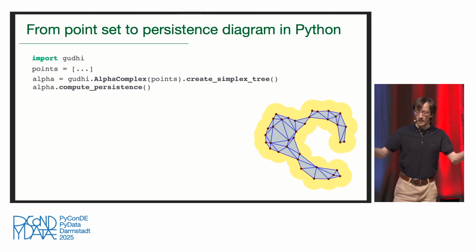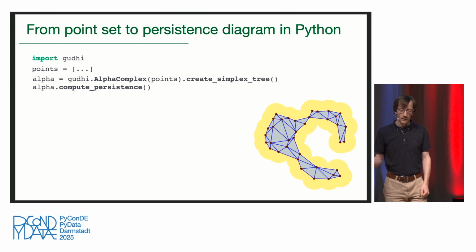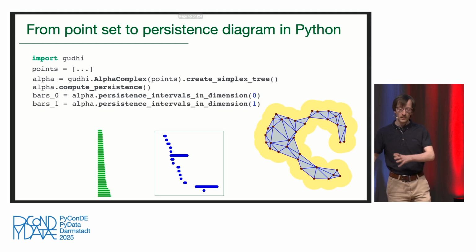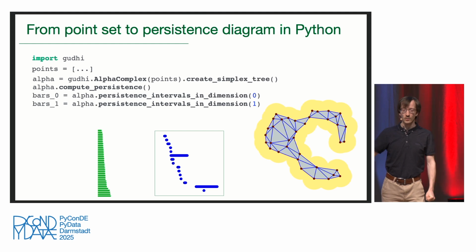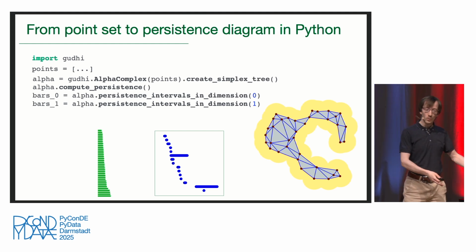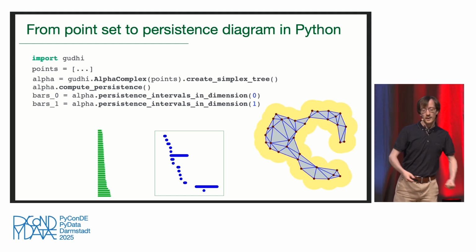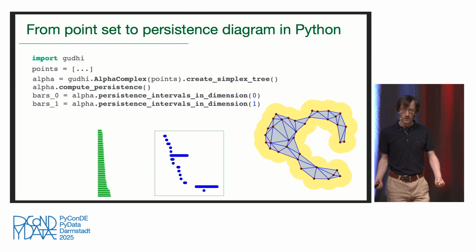OK, so we have our complex. Now we tell this object to compute the persistence. And now that it's computed, we can get the barcodes. So we want to get the components of connectivity and the loops. So we call persistence intervals in dimension 0 and 1. Dimension 0 is components of connectivity. Dimension 1 is loops.